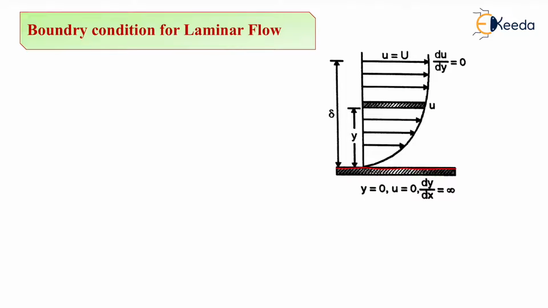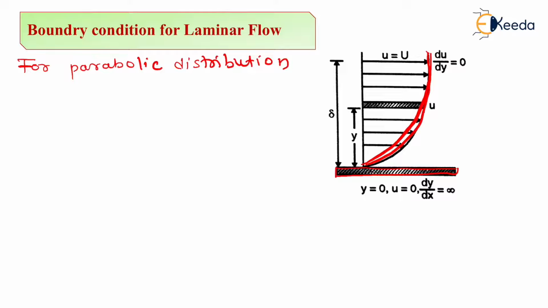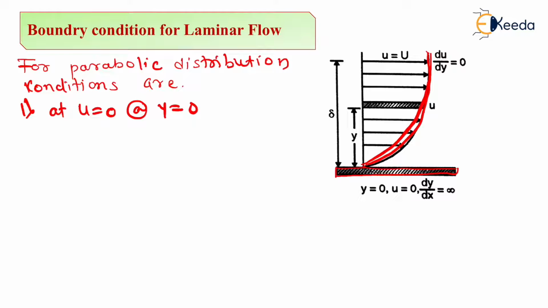If I want to talk about the boundary conditions for calculation purposes, then we can consider a plate. This profile is nothing but the velocity profile, which is parabolic in nature in the laminar zone and logarithmic in nature in the transitional zone. So, for parabolic distribution, the conditions are: first condition is u equal to 0 at y equal to 0, means at this point A.